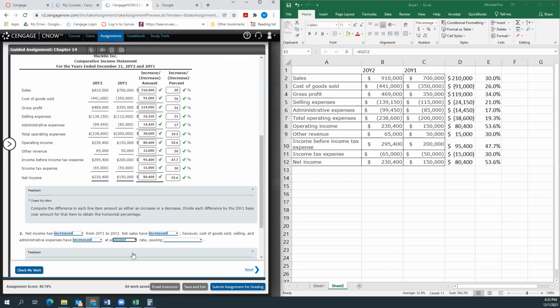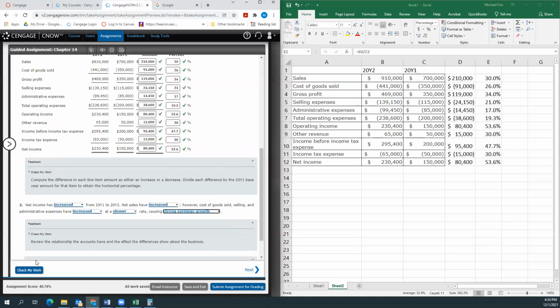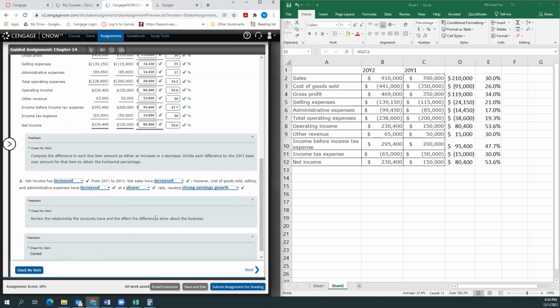At a slower rate, causing strong earnings growth. So really what we're saying is, look, our sales have increased by 30%, and all of our expenses have also increased. And so sometimes if your expenses increase too much, it can really impact your growth in your net income. But we can see that our net income has increased by 53.6%. So that's what we would call strong earnings growth.